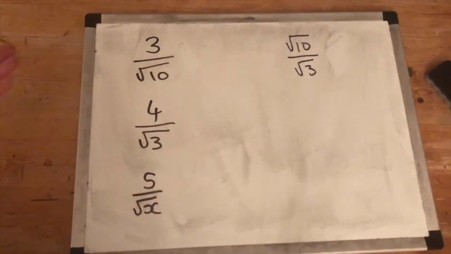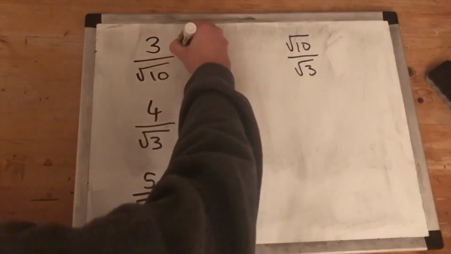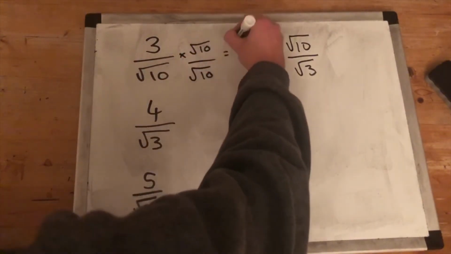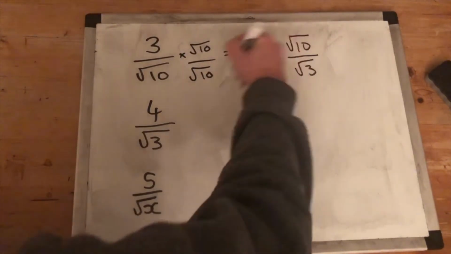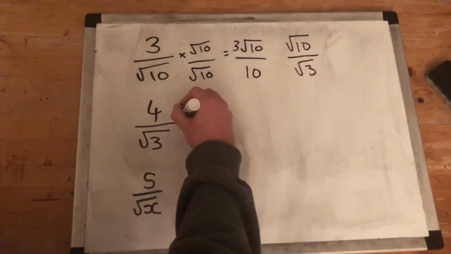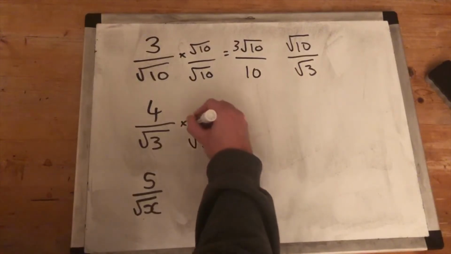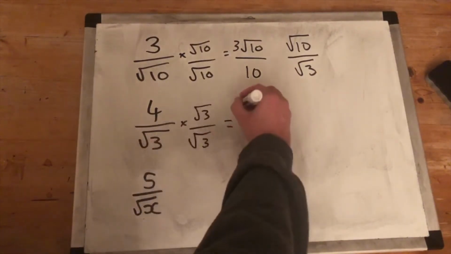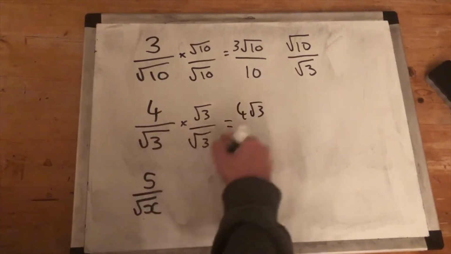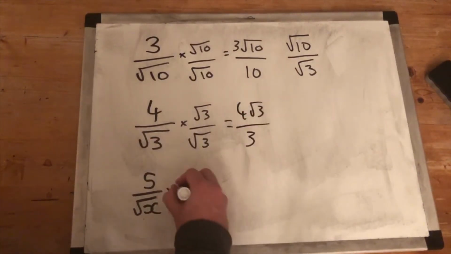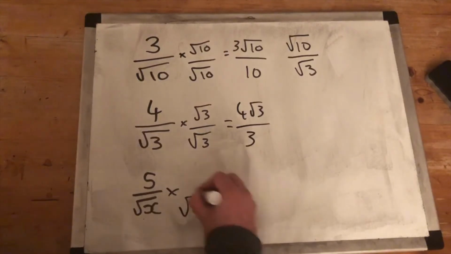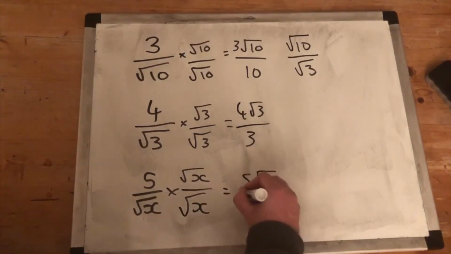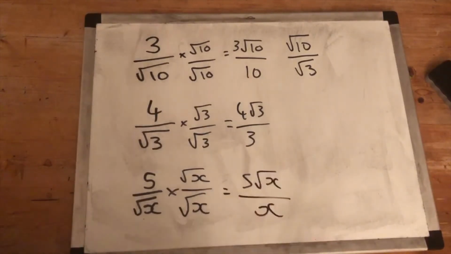3 over root 10, our denominator is root 10, so times by root 10 over root 10, 3 root 10, and root 10 times root 10, just 10. This one here, times by root 3, so it's root 3 over root 3. 4 times root 3, 4 root 3, and root 3 times root 3, just 3. This one here, our denominator is root x, so root x over root x. So it's going to be 5 root x, and root x times root x is just going to be x.